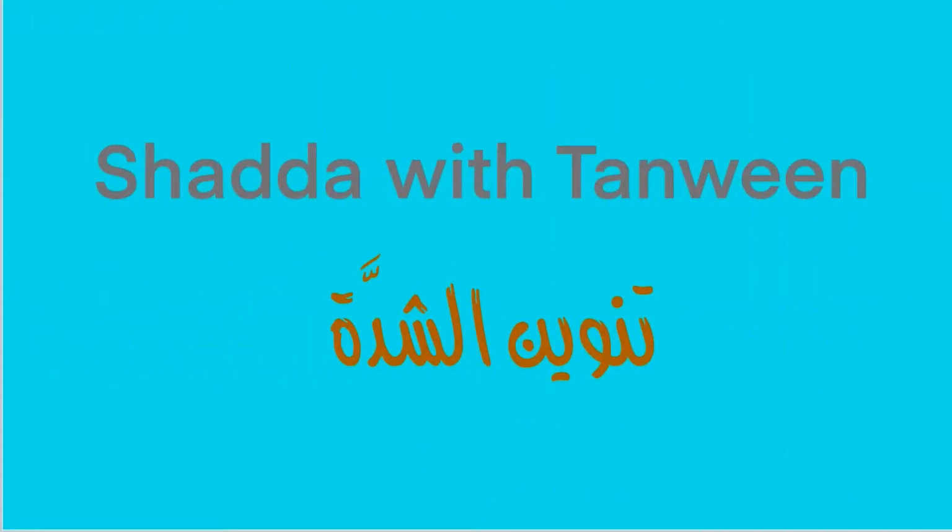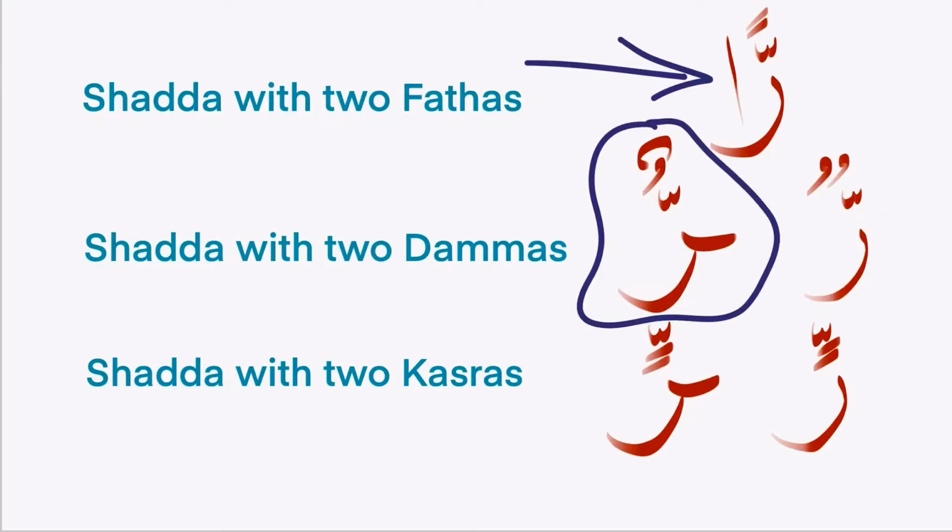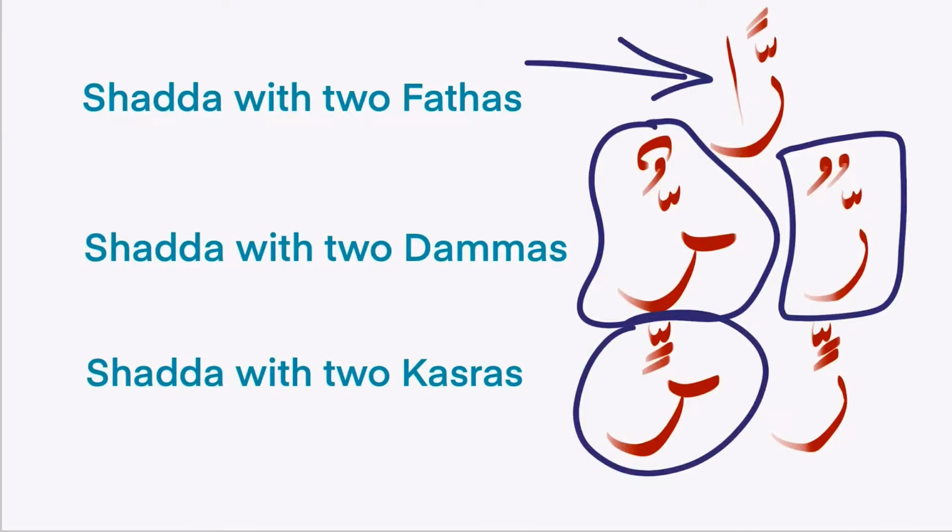In the following session, we'll be dealing with shadda with tanween. When you have shadda with tanween fatha, or shadda with tanween dhamma, or shadda with tanween kasra. Run. How do you pronounce this? Run. What about this one? Run. What about the shadda with two kasras? Rin. Let's practice.